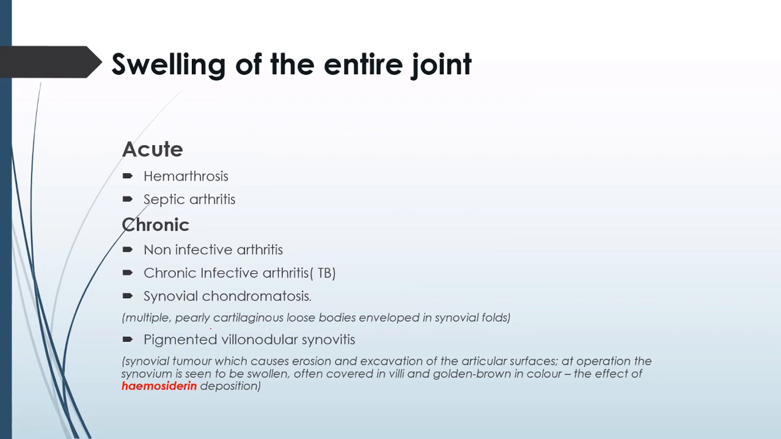It's some type of synovitis or benign synovitis in the joint. This is a synovial tumor which causes erosion and excavation of the articular surface. At operation, the synovium is seen to be swollen, often covered with villi and golden brown in color, the effect of hemosiderin deposition inside the joint.